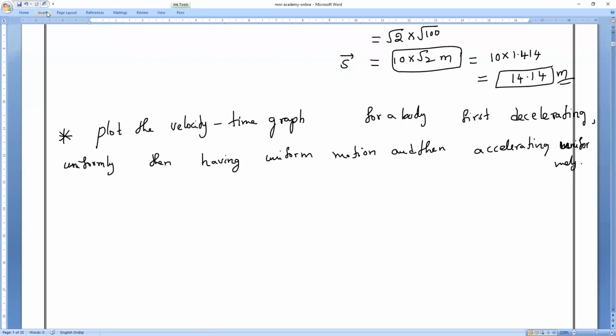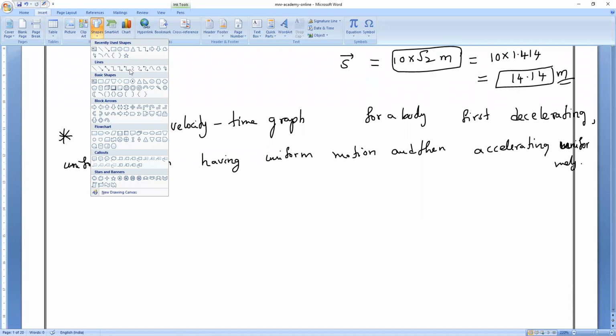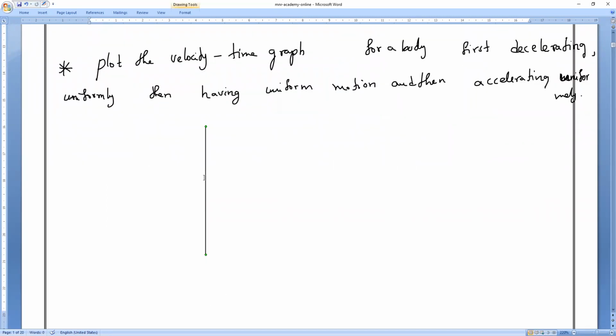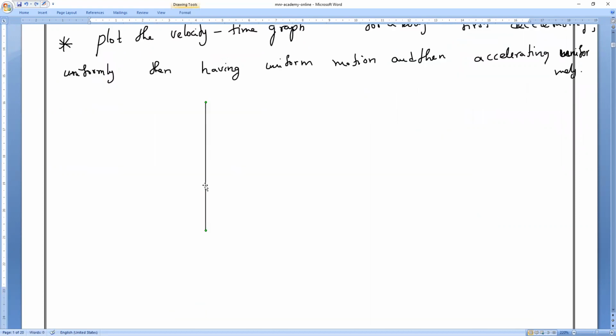So this is the question. We have to draw the graph. Let us draw the graph now. Observe first, read the question, what they are saying. Which graph do we have to draw? All of you verify it. Velocity time graph, sir. First we need to draw the deaccelerating body. Yes, we have to draw the velocity time graph.